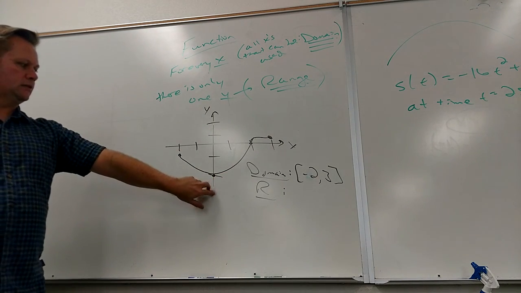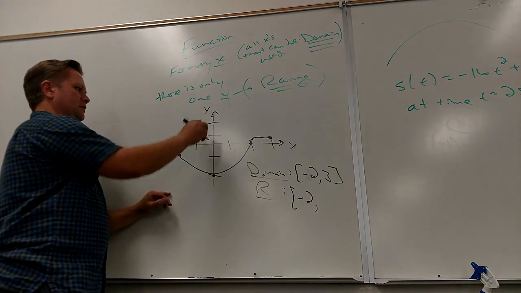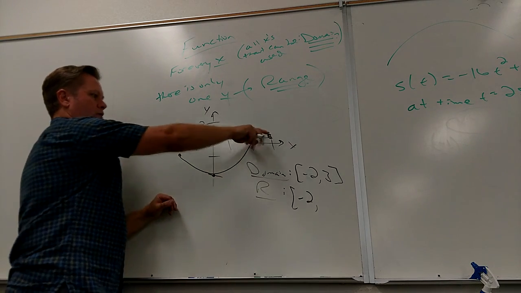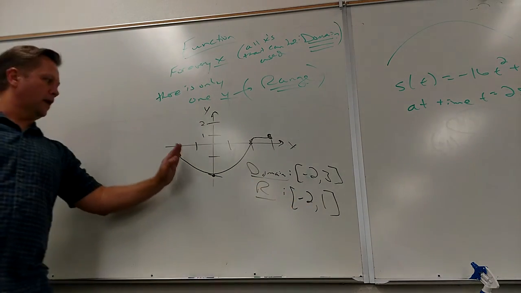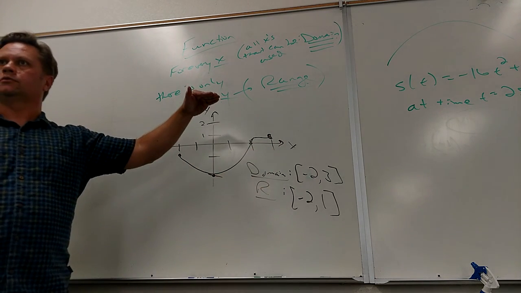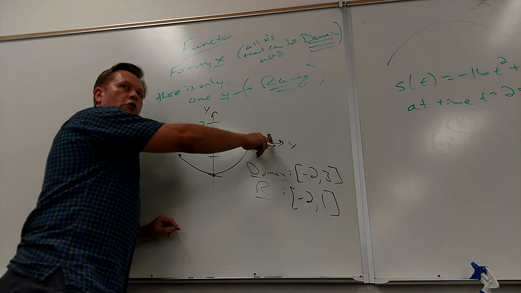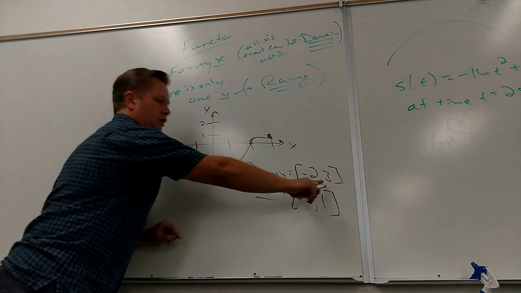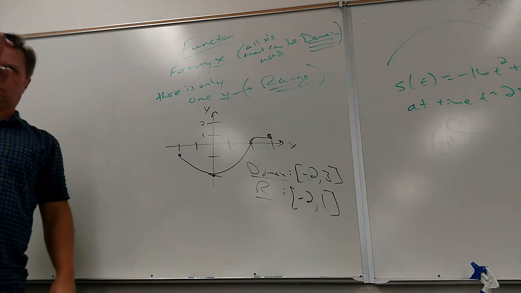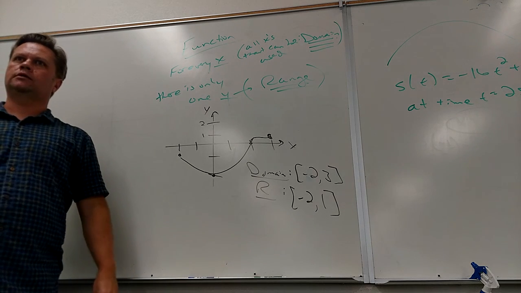Where's the first place he sees it? Negative 2. And what's the last place he sees it? 1. So domain, all the x's that have actual outputs. Range, all the outputs. And you use a bracket because it includes. Yes, if I would have put an open circle here or something, then it would have been a parenthesis, because that would have meant I didn't use that. But otherwise it's closed circle, bracket.